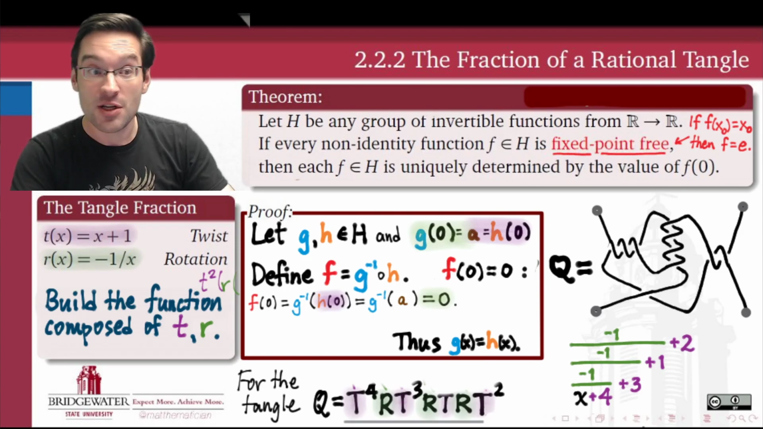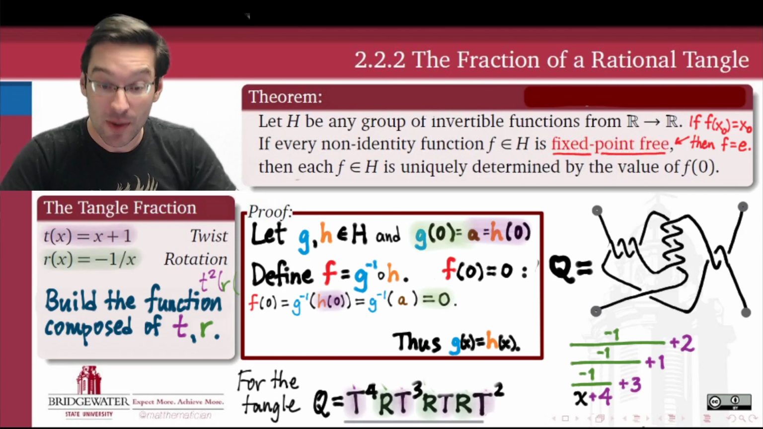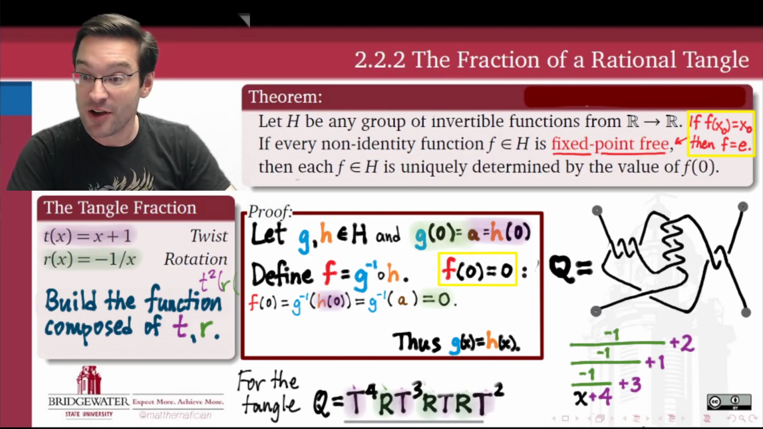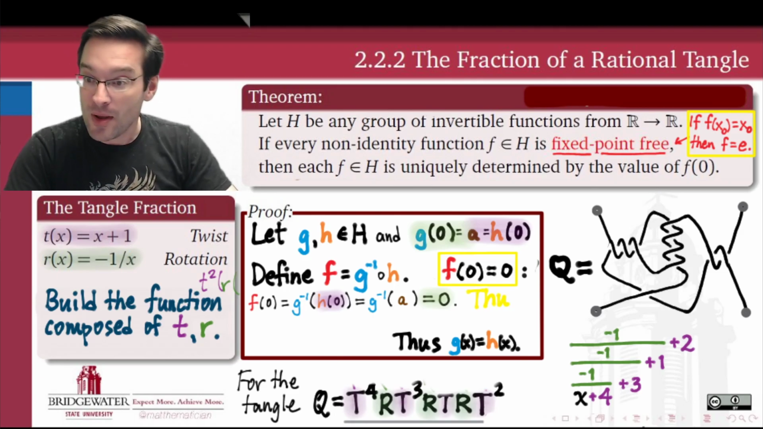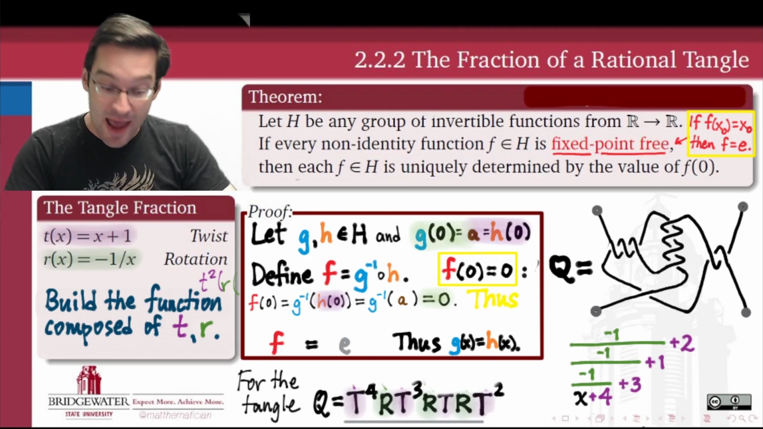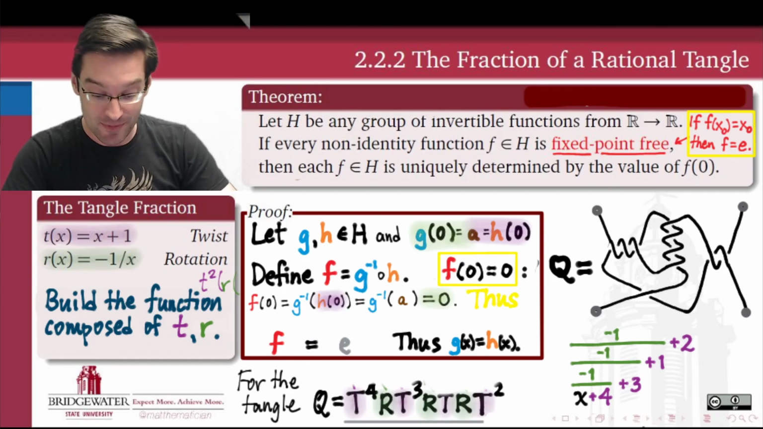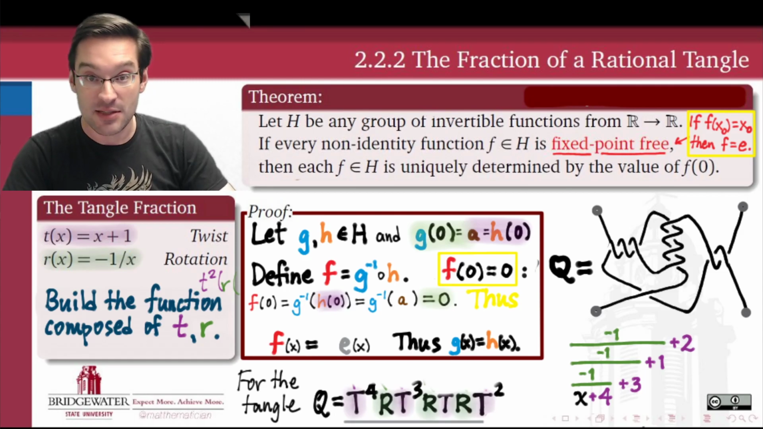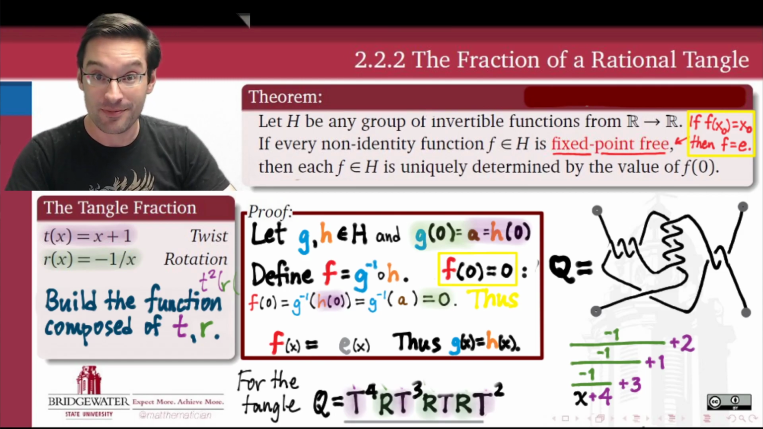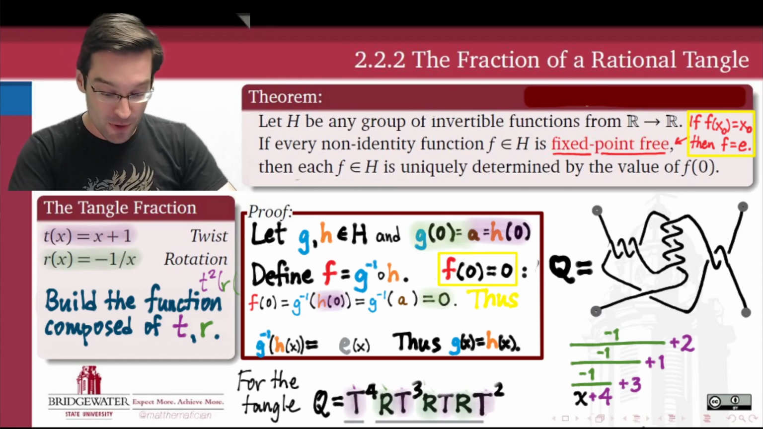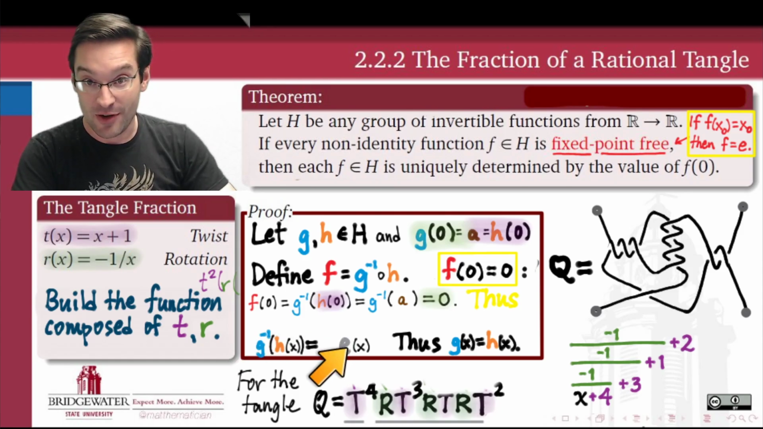So the only function which is permitted to cross the diagonal line y equals x is the identity function. Therefore, by our fixed point free assumption, f, the entire function f of x, is the identity function e of x. F is equal to e. So f of x is equal to e of x for all values of x. But f was g inverse composed with h. Therefore, g inverse composed with h gives me the identity function.